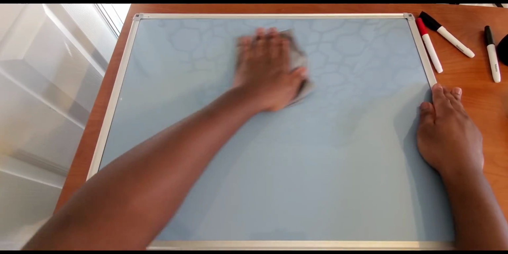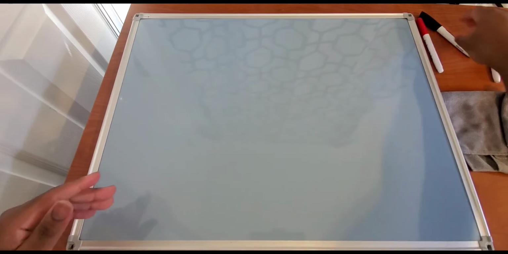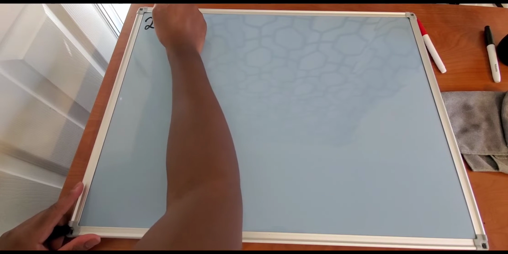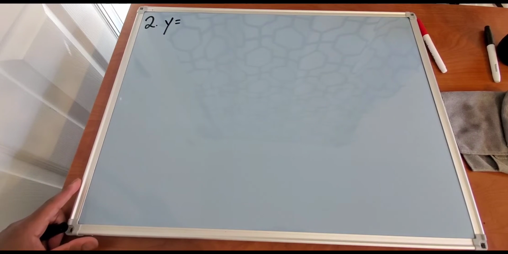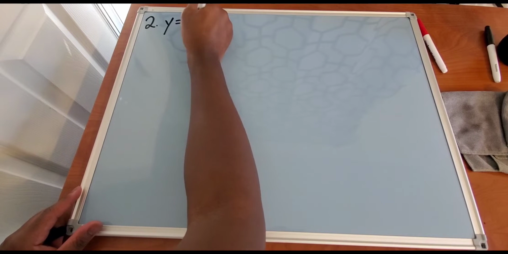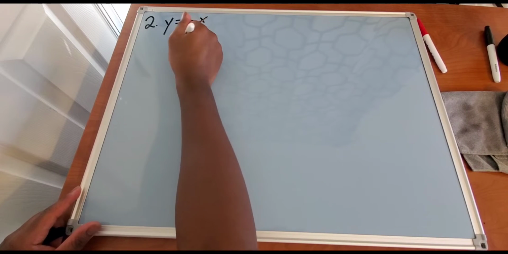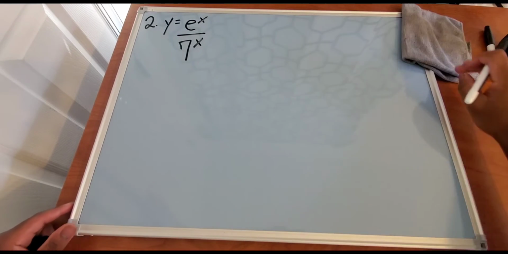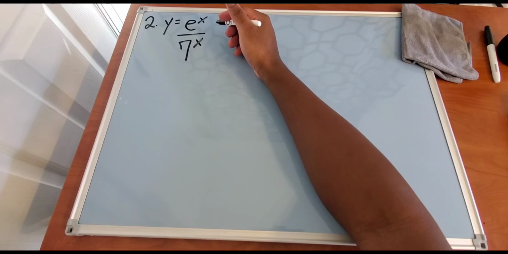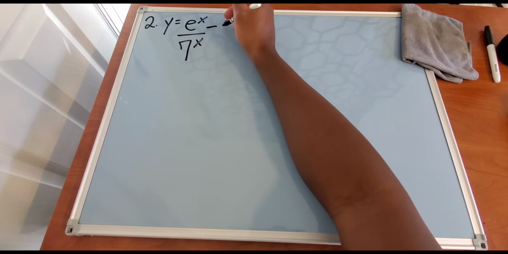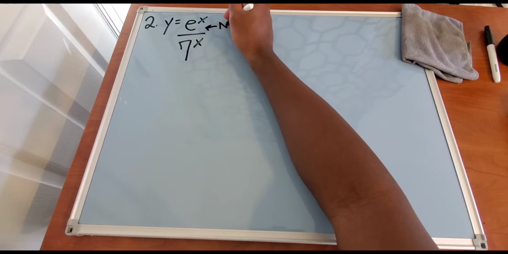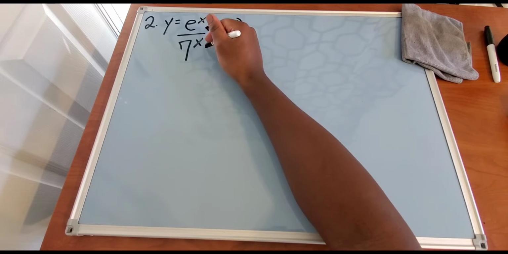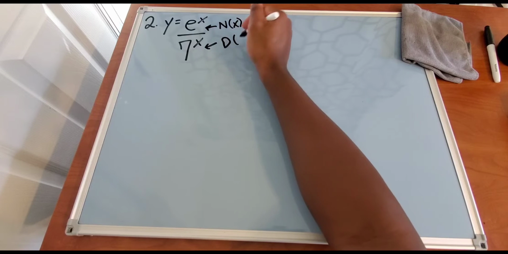So for question 2, we have y is equal to e to the x over 7 to the x. True to form, let's identify our numerator and our denominator. So we know that e to the x is our numerator function, so we can say that this is n of x. And 7 to the x is in the denominator, so that is our denominator function. So we can say that's d of x.